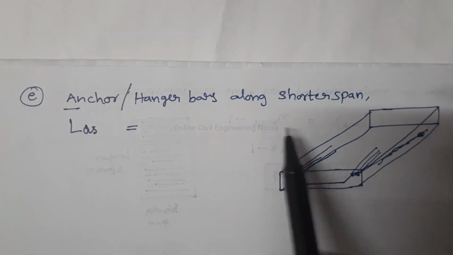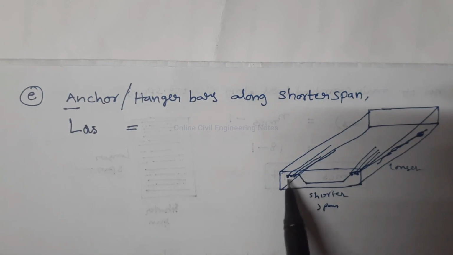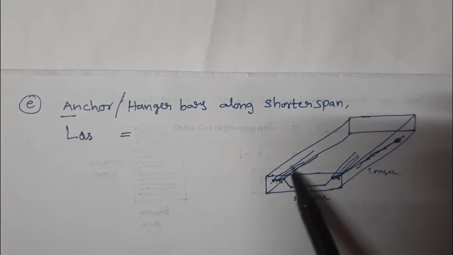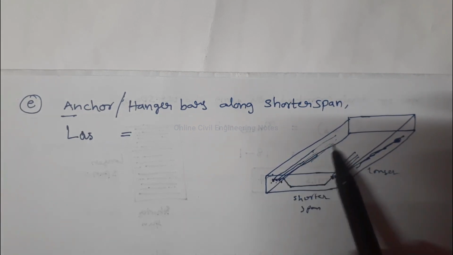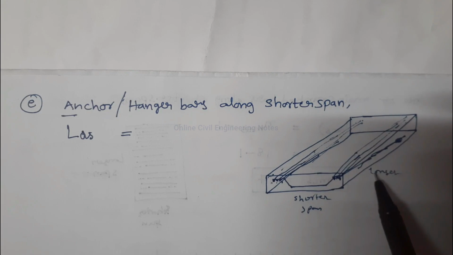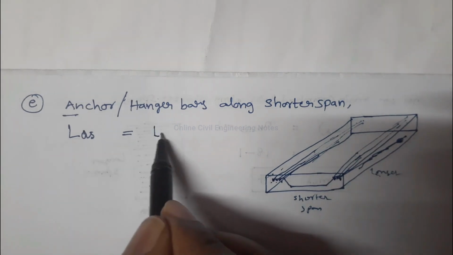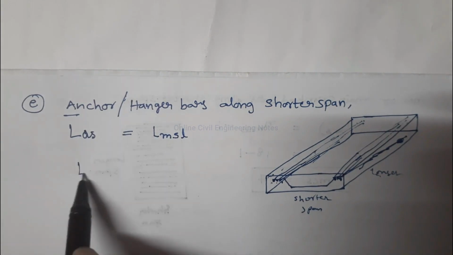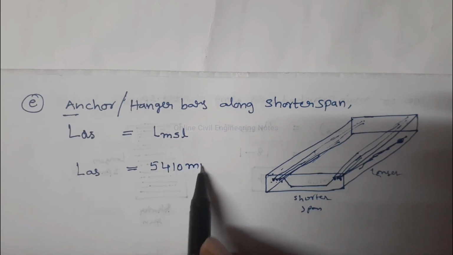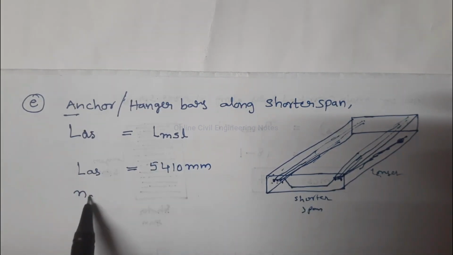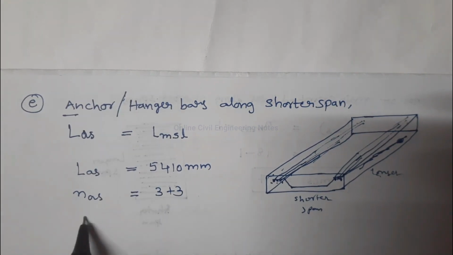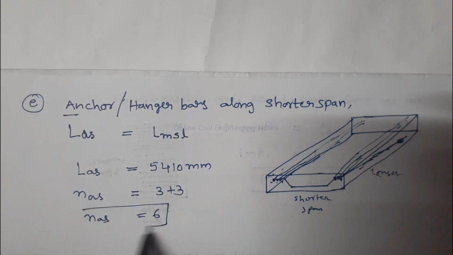Anchor bars or hanger bars along the shorter span. See, these three are the hanger bars, and these three are the hanger bars. These are provided like this. So this length is equal to length of the main straight bar along the longer span, which is equal to 5410 mm. So number of hanger bars along the shorter span is equal to 3 plus 3, 6 numbers.